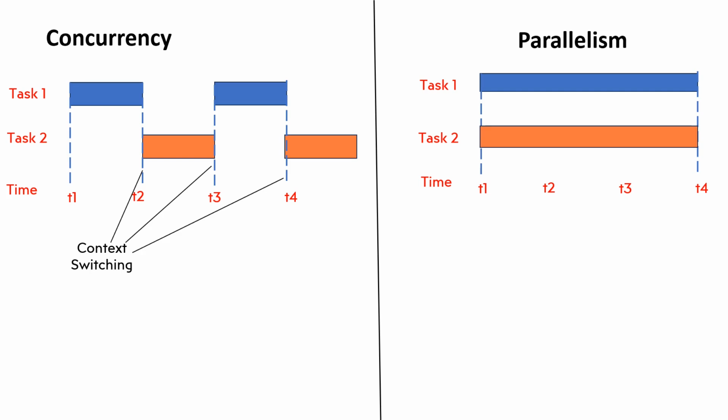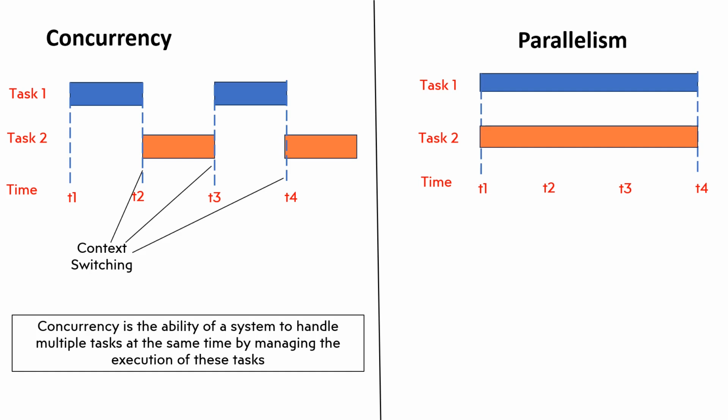It will appear that both tasks are running in parallel because both are progressing, but the processor is going to switch between these tasks in a very fast manner, and they do not actually run in parallel, right? So that is the whole concept of concurrency. Concurrency is the ability of a system to handle multiple tasks at the same time by managing the execution of these tasks. Tasks are not run in parallel, but all are being progressed by switching the context between them.